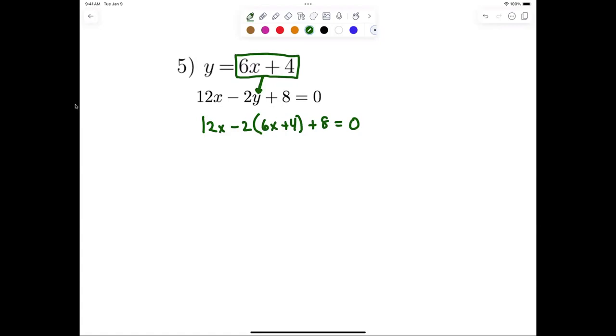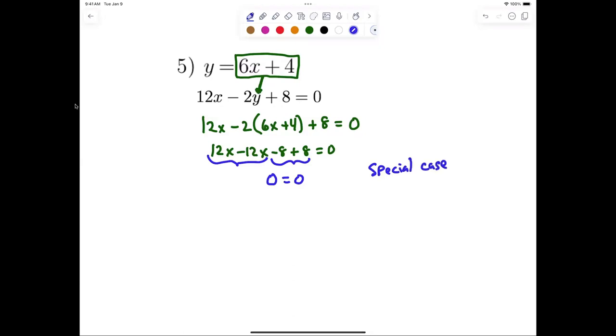Now I'm going to distribute: 12x minus 12x minus 8 plus 8 equals 0. Now we have all kinds of problems here. What happens to 12x minus 12x? Cancels out. What's negative 8 plus 8? Right, so it's telling you that 0 equals 0. All right, now that means it's a special case.